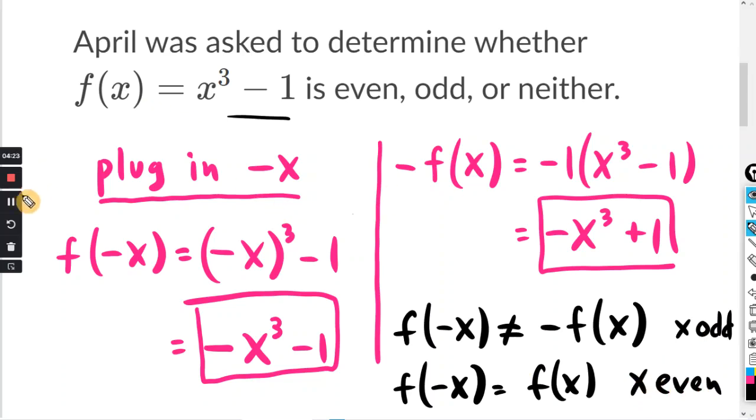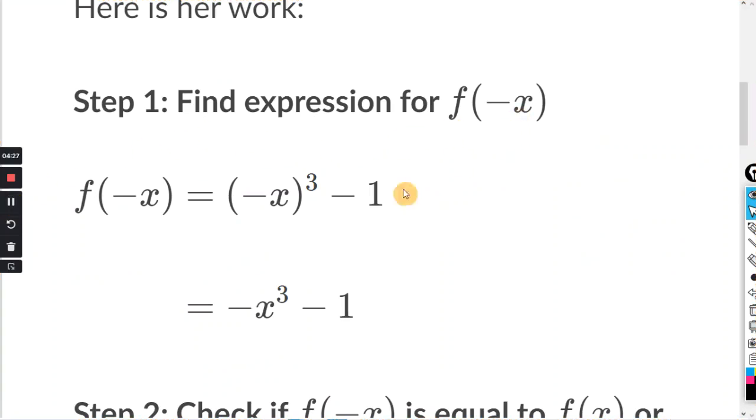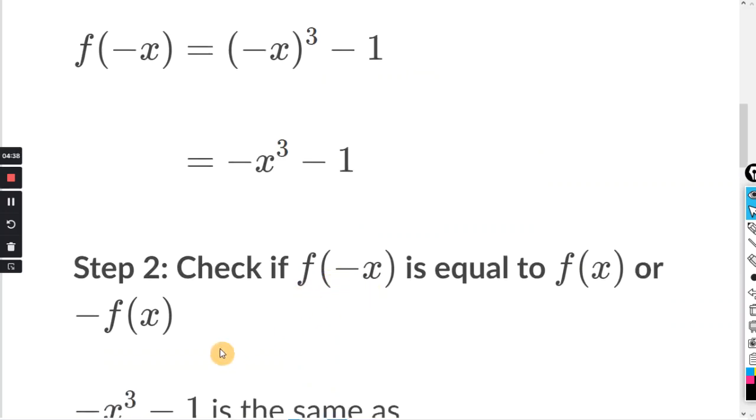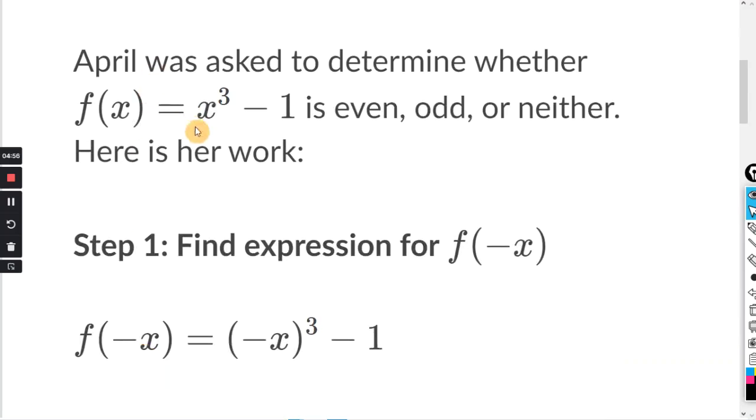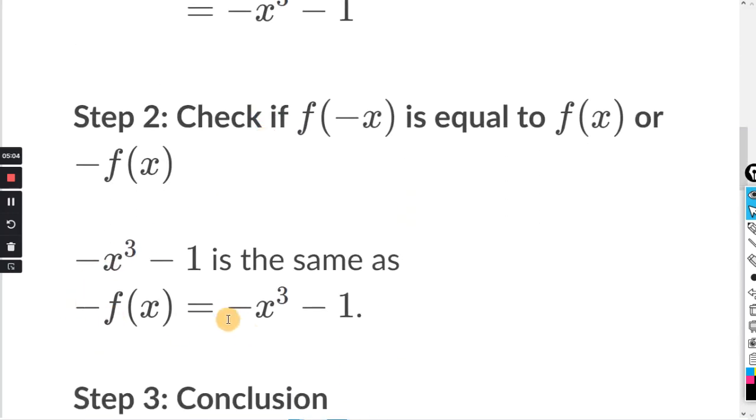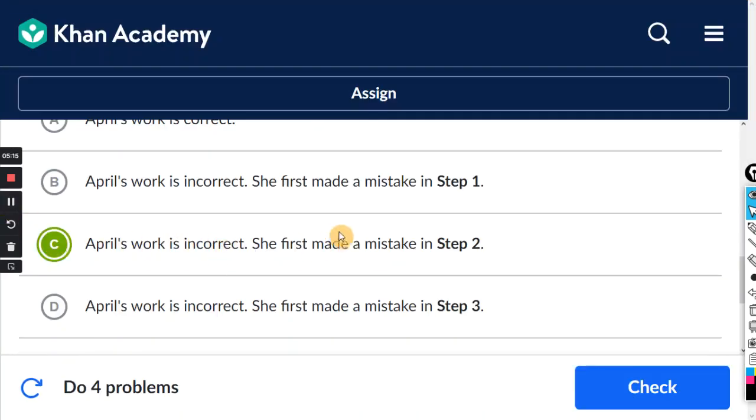Let's look at April's work. Step 1, she plugged in negative x. She did the same thing I did and got negative x to the third, and the minus 1 is still there. That's correct. Then she checks to see if f of negative x is equal to f of x or negative f of x. She says negative x to the third minus 1 is the same as negative f of x. This is not correct. If you negated both of these, it would be negative x to the third plus 1. But here she says negative f of x is negative x to the third minus 1. So clearly the mistake is in step 2. Click the one that says she made the mistake in step 2.